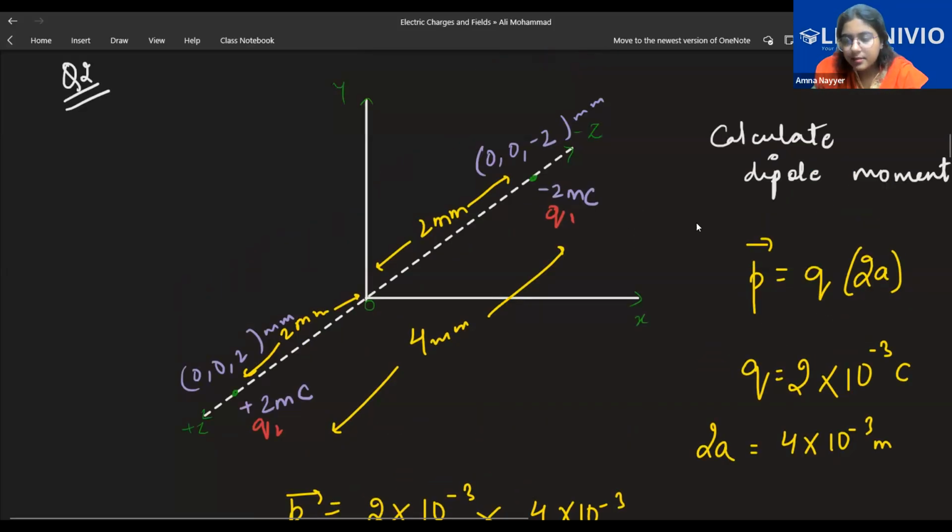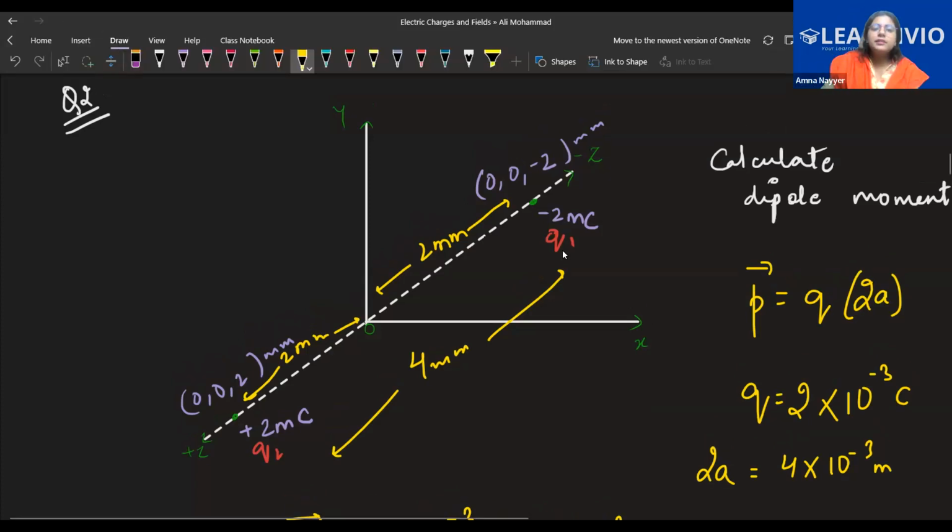Now, can you tell, see, axes are also mentioned, the direction. Towards which axis? Towards z axis, no? Positive. Yes. See, it will be positive. It is from the negative to the positive.